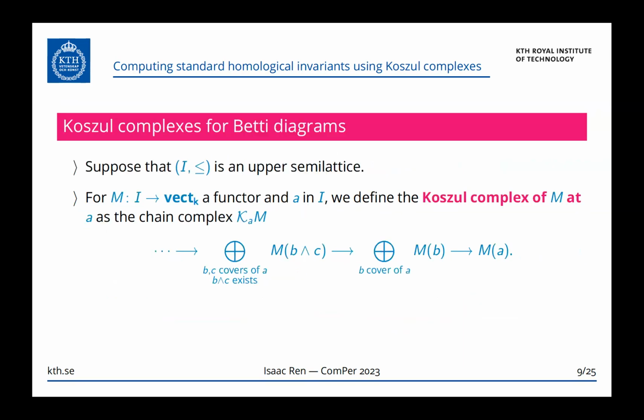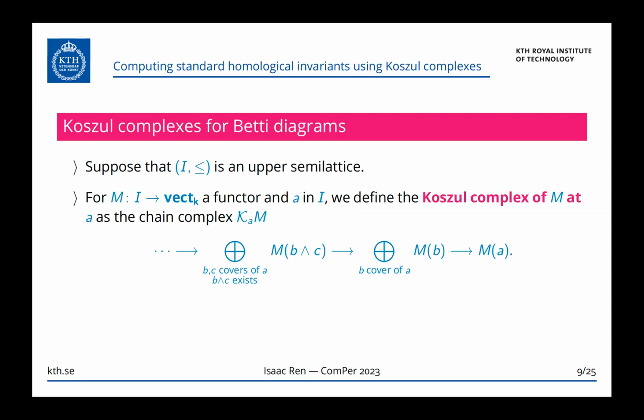So in a certain rather general setting, we can compute these Betti diagrams in a simpler way, using something called the Koszul complex. We need to assume that, or we don't need to, but one place where it works is when I is an upper semilattice. That means that for any two elements of I, there is a smallest greater element, a join.